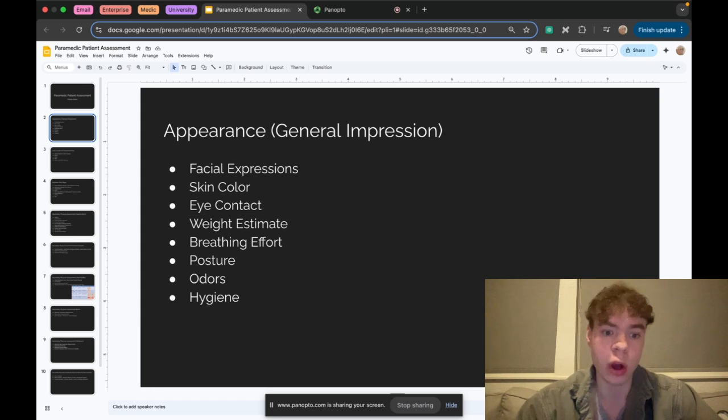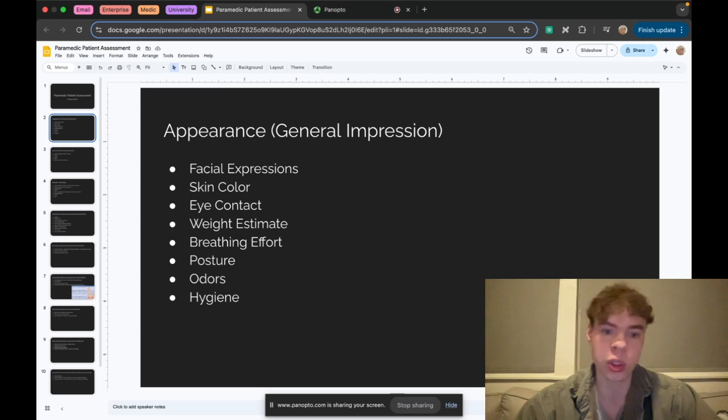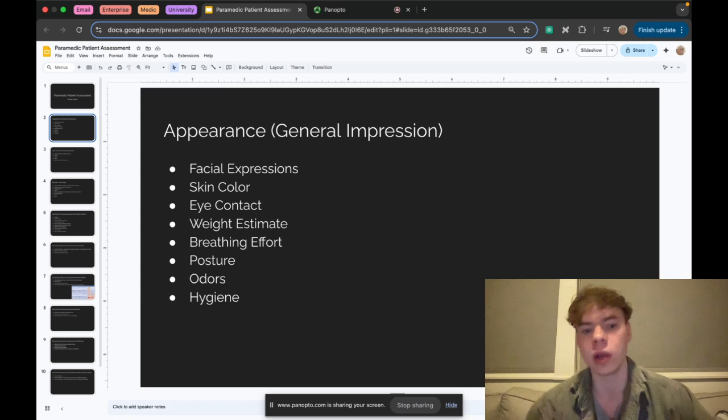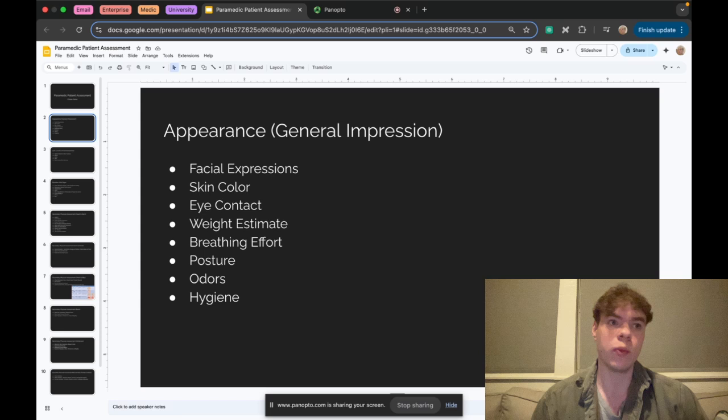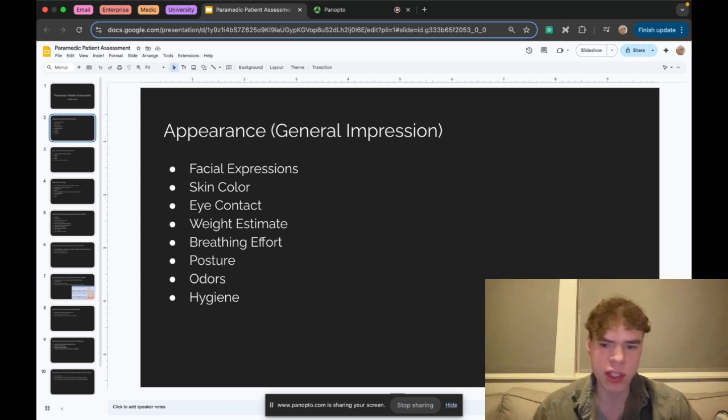How much do they weigh? If they're obese, do we maybe need to call for help to move the patient on a stretcher, possibly? What's their breathing effort? How are they breathing? Are they breathing normally? Are they hyperventilating? Are they not breathing? What's their posture? How are they sitting? Obviously, in regards to just going into any home or any location, what's the odor? How does the patient smell? How's the patient's hygiene? If the patient looks like they haven't had a shower in 2 weeks, or they have really long nails or really long hair, that might be something we want to inquire about.